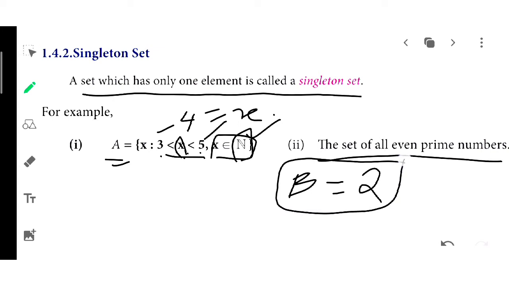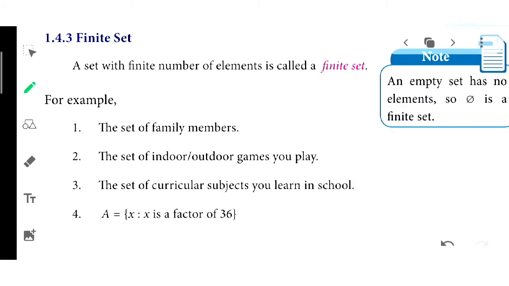So in this case also we are having only one element in a set, and that set is called a singleton set. Okay students, I think these examples will make the concept of singleton set clear to you. Next we are going to the definition of finite set.